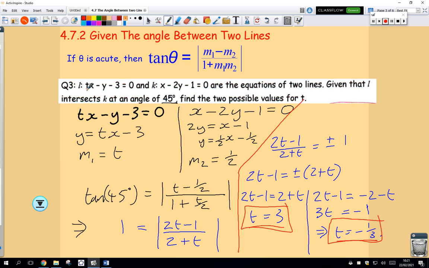Okay, so practice, practice, practice. Get used to the formula. Notice sometimes you'll be given the angle and asked to find the slope. Sometimes you'll be given a slope and asked to find the angle. You've got to be able to work with both. It's just practice. Give it a go.